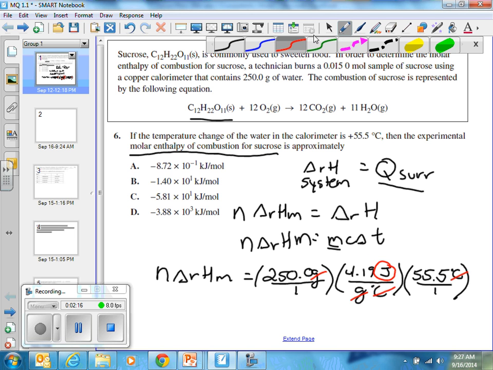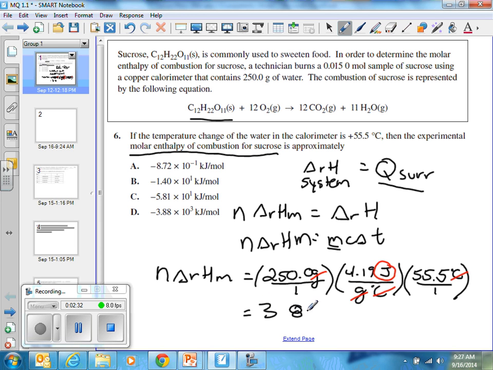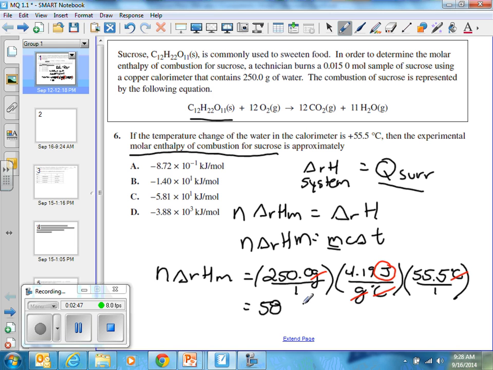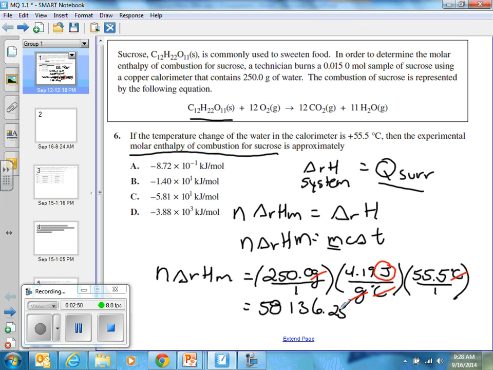So we're going to get a pretty big number here. When we simplify this, we're going to get quite a large value, about 58,136.25 joules. Okay, we're looking for the molar enthalpy.